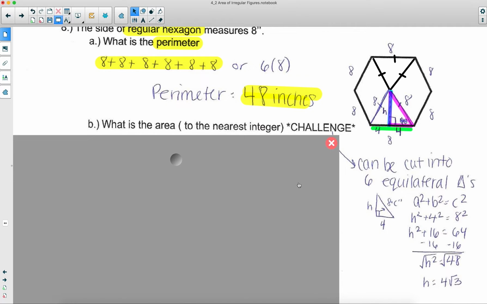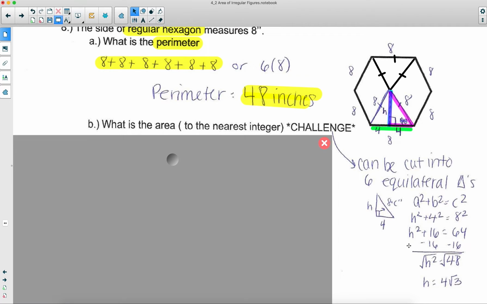So let's take a look. I have my h, my base of 4, and my hypotenuse, my c, which is 8. So a squared plus b squared equals c squared. I substitute in all my information. I get h squared by itself, and I get h squared equals 48.